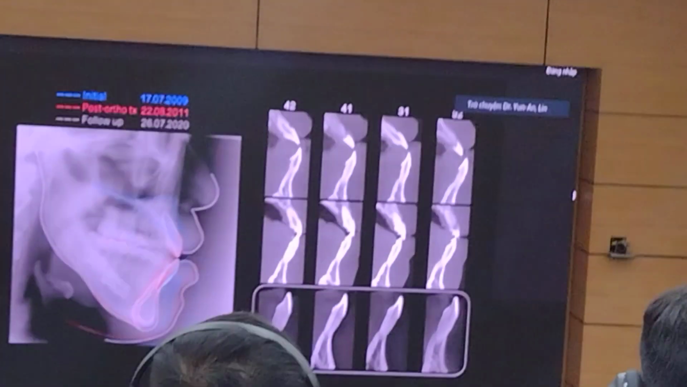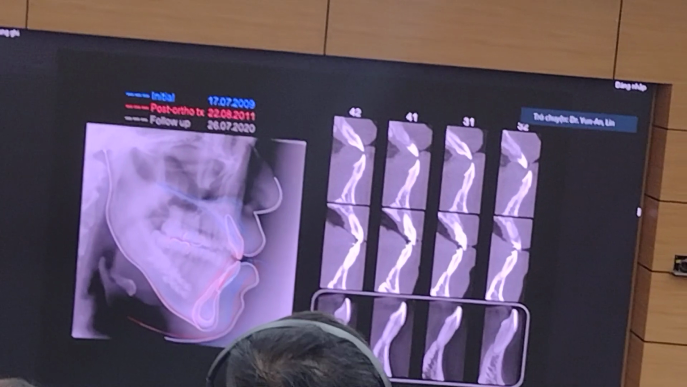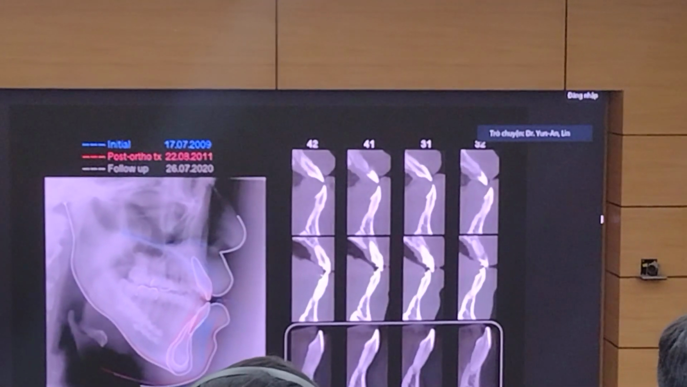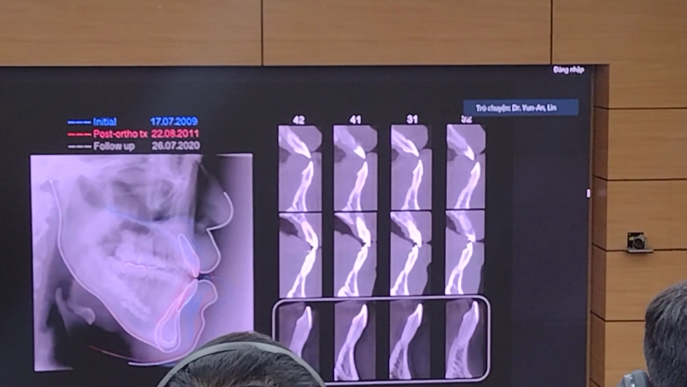So now we can notice that the lower incisors relapse and flare out, leading to an anterior open bite in 2020.